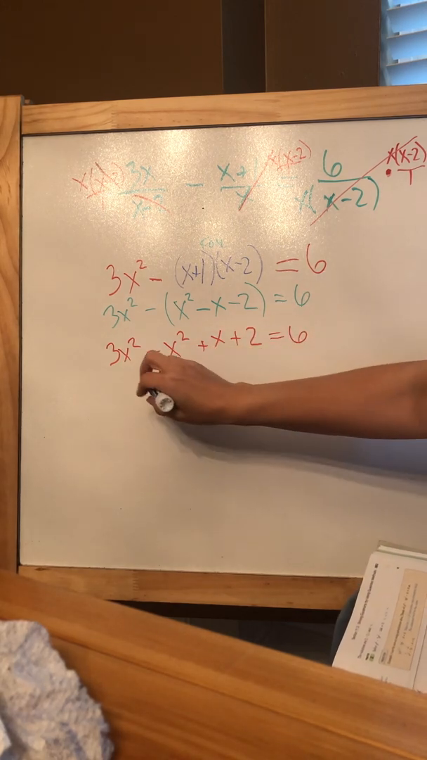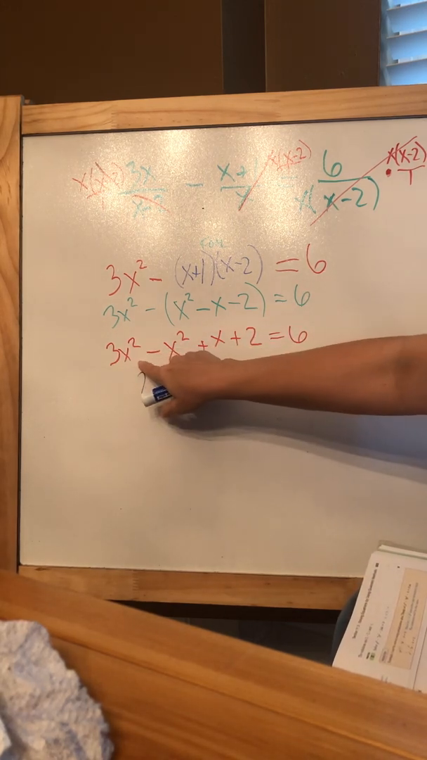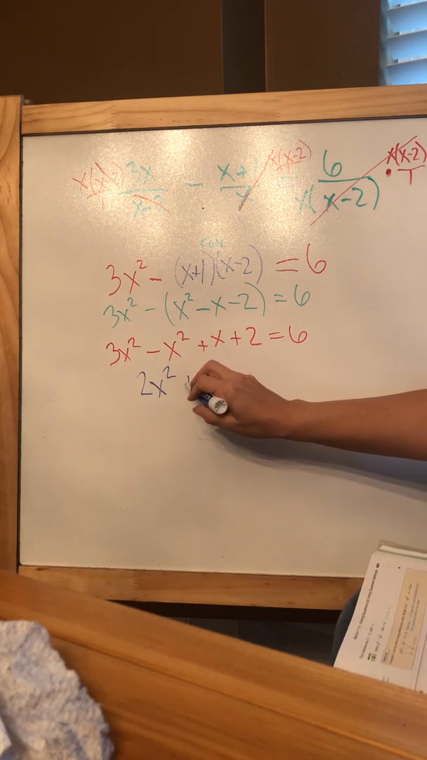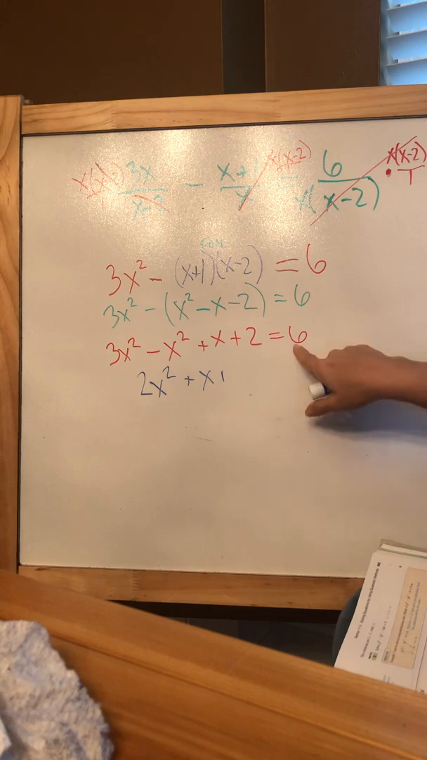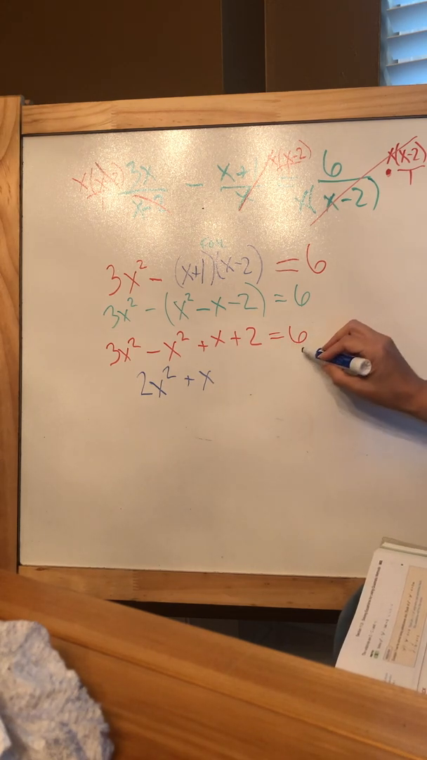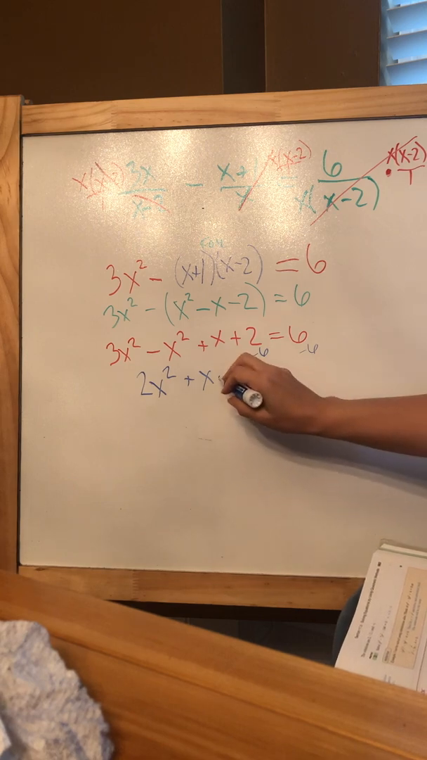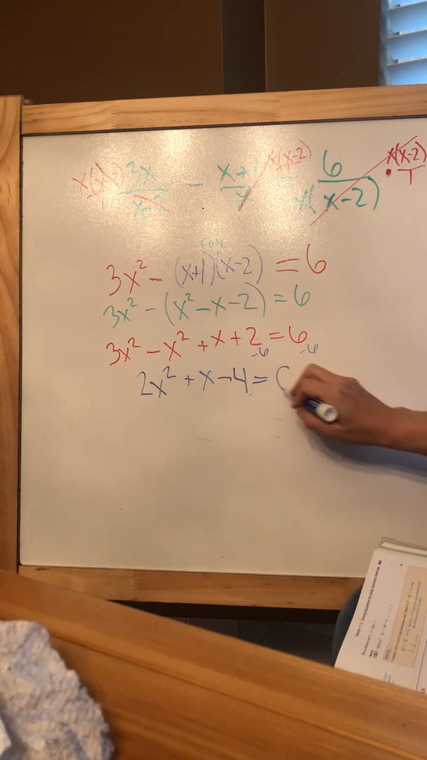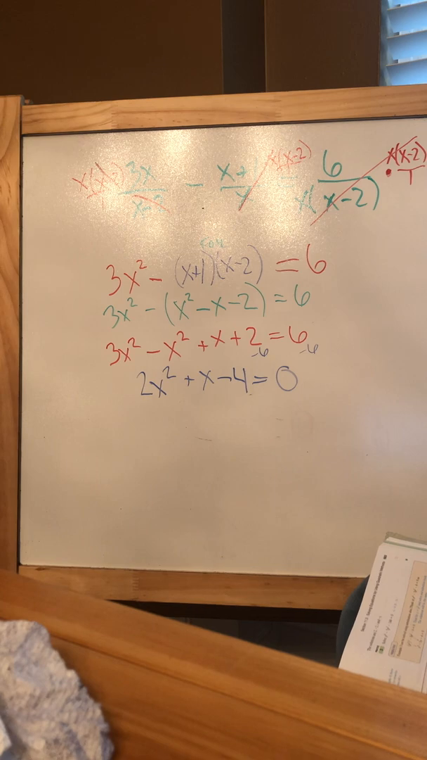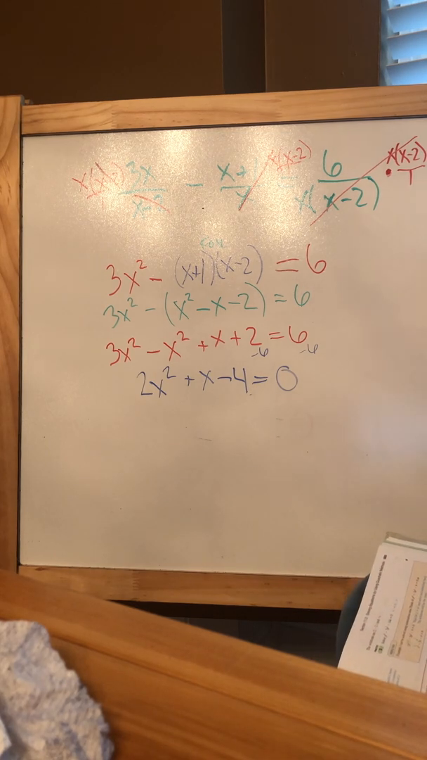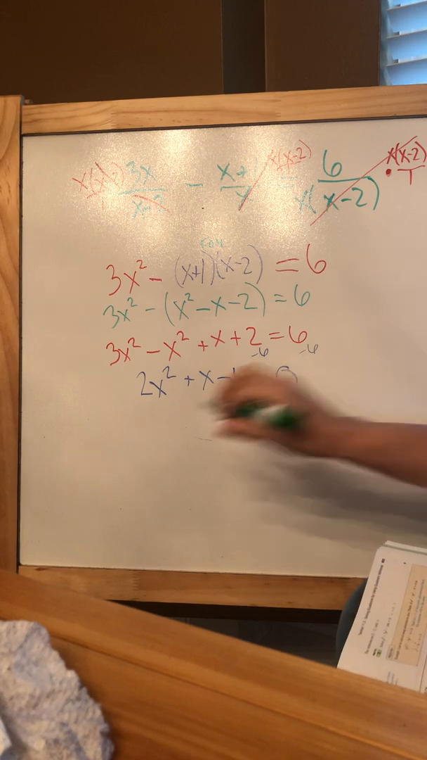So here we're left with 2x squared, positive 3x squared minus x squared. So we're left with 2x squared plus x. Now we're going to subtract 6 here and set the whole thing equal to 0. So we have minus 4 equals 0. All right, now we can look and see if we can try to factor this, or we can use the quadratic formula. So let's put it in the quadratic formula.